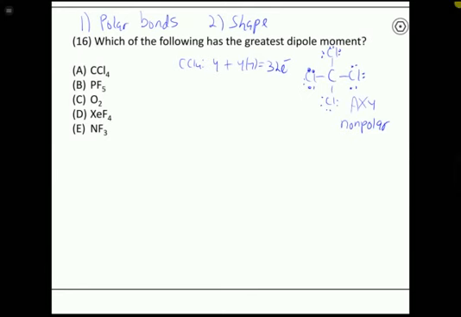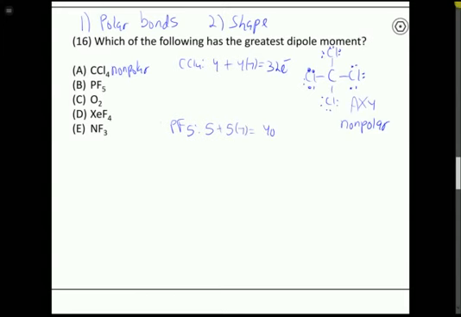So for PF5, we also need to draw its structure. This one's nonpolar, so that means it doesn't have a dipole moment, so it's not likely to have the greatest dipole moment out of all these. For PF5, we have 5 valence electrons on phosphorus. We have 5 fluorines, each with 7, so a total of 40 electrons.